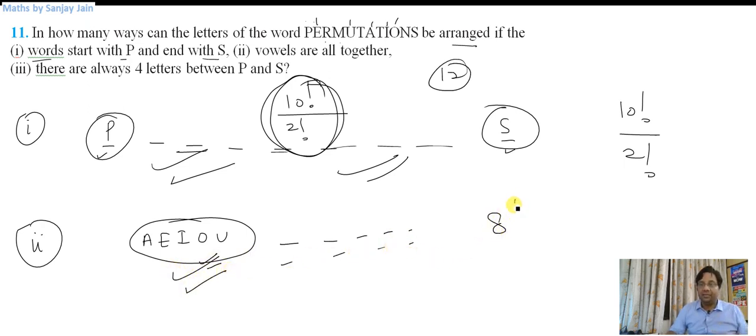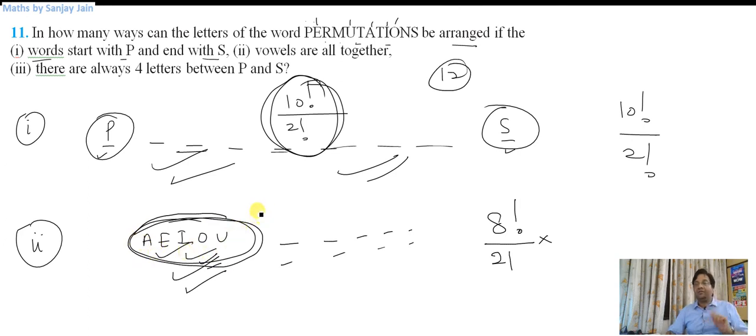So these can be arranged in 8 factorial ways divided by, I have got 2 T's, so I'll divide it by 2 factorial. Now I'll have to multiply with the number of arrangements these letters can be arranged among themselves. So I have to multiply it with 5 factorial. So these are the permutations when vowels are all together.